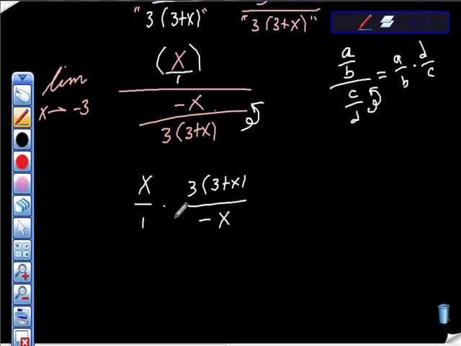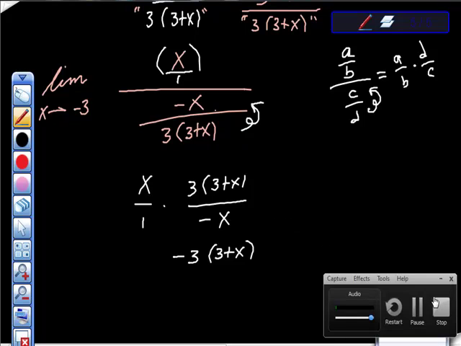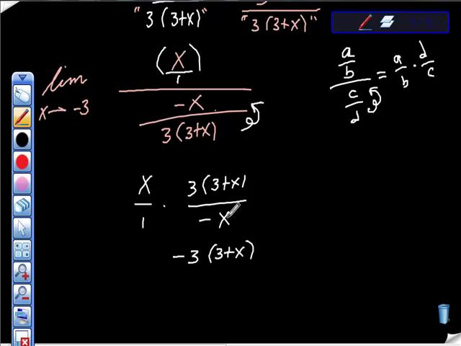Now if you look at this again, we have x and x cancel each other, don't they? So we have -3 times 3 plus x, right? And then we can evaluate this at x is -3, right? Because that's the number we are looking for. And look what happens here. X is -3. We get positive 3 minus 3 is 0. -3 times 0 is 0. So our limit is 0. All right? So this one's just a lot of algebra.